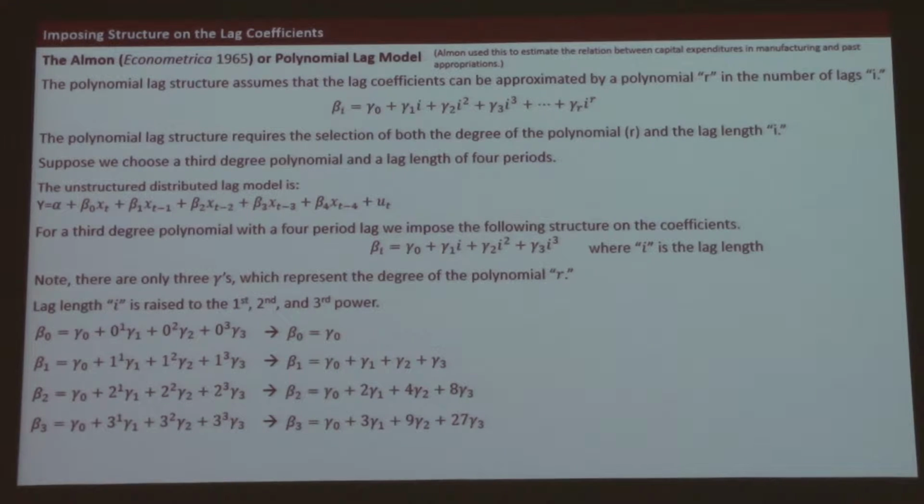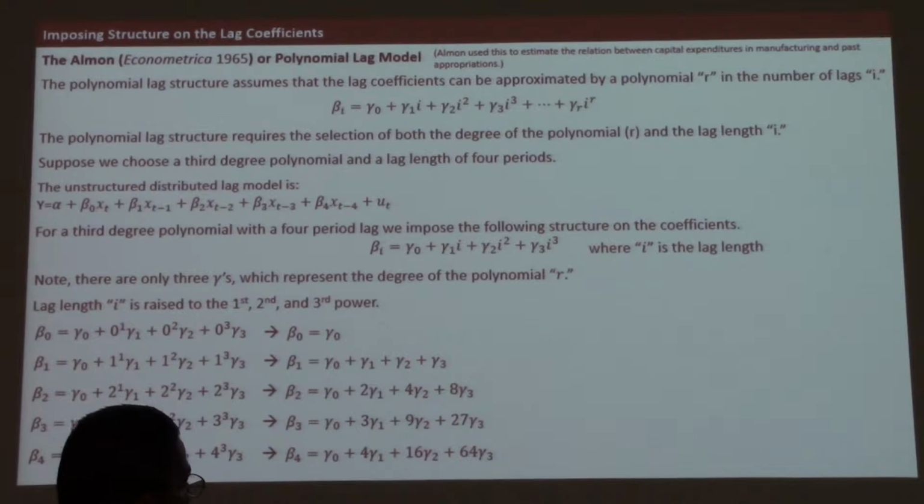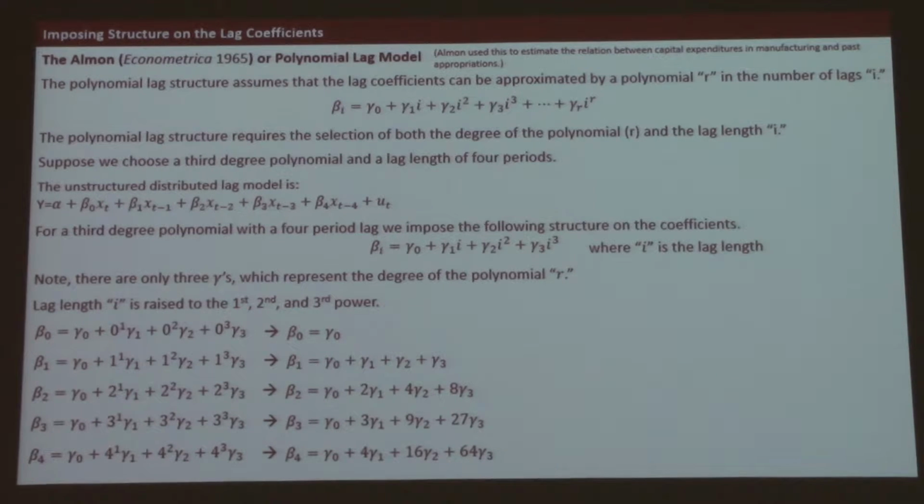We have a 4-period lag model, so we got one more. And that gives us, again, 4 to the 1, 4 to the 2, 4 to the 3. That gives us 4, 16, and 64. So we're imposing this cubic polynomial on a 4-period lag model. And we're going to take these coefficients.